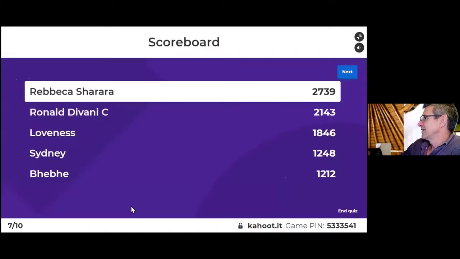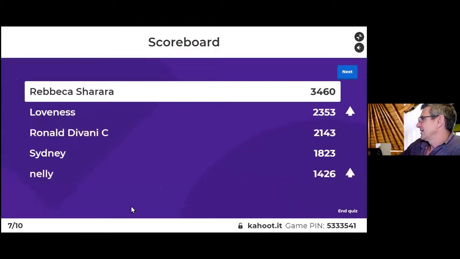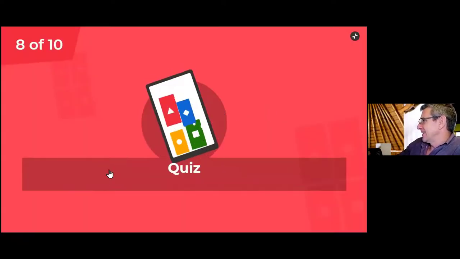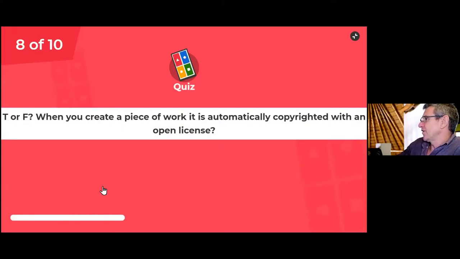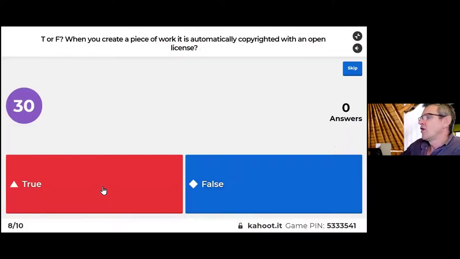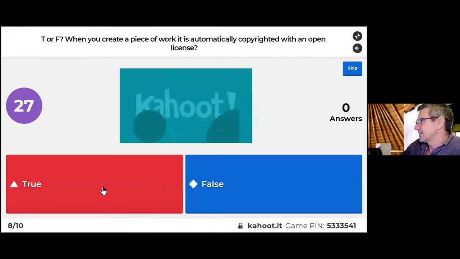Nice. Oh, yeah, lots of movement there. But Rebecca is still in the lead, and she's got quite a nice lead as well. All right. Well done. We're nearly there. Last few. True or false? When you create a piece of work, it is automatically copyrighted with an open license. Is that true or is that false, that statement?